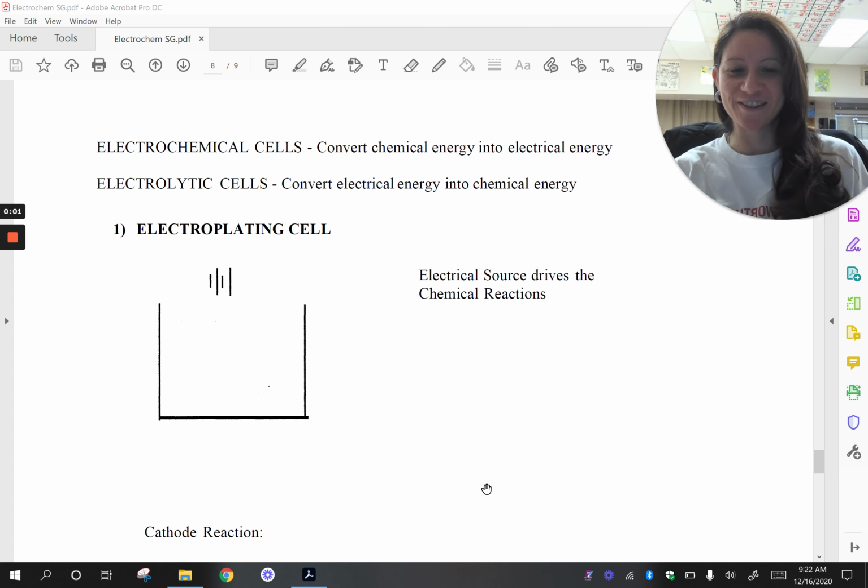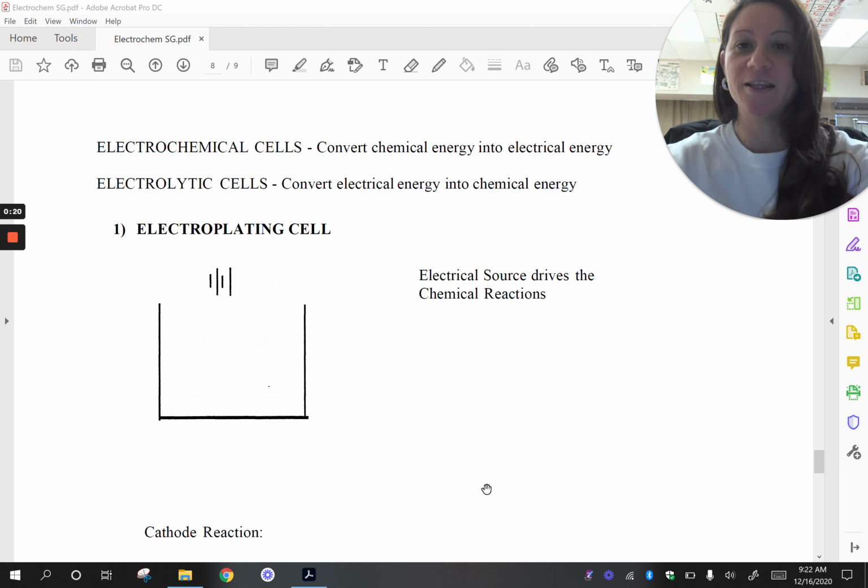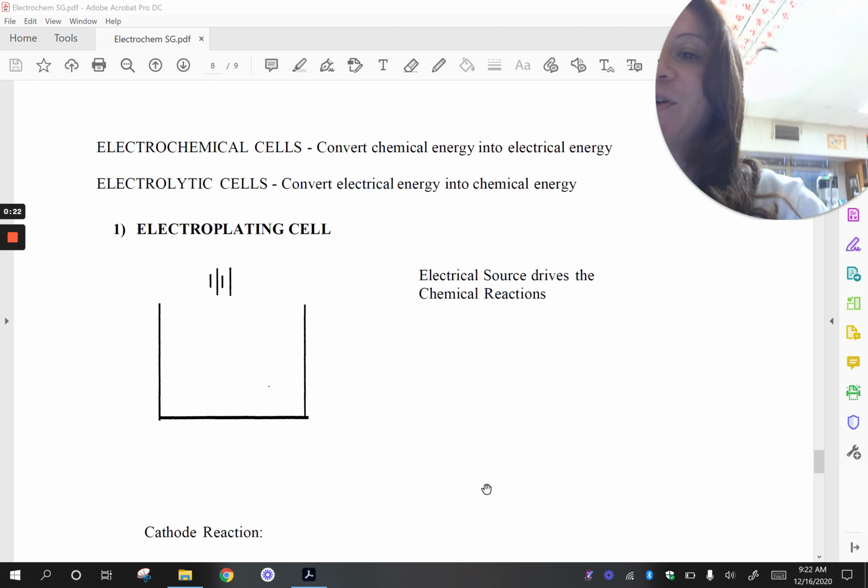Hello AP Chemers, this is the last lesson of the last chapter of AP Chemistry. We are talking about electrochemistry, and we have been seeing these boxes that keep saying we have electrochemical cells and electrolytic cells, and they are the exact opposites. So far we've been talking about electrochemical cells, which are batteries, and these are spontaneous reactions that produce electricity.